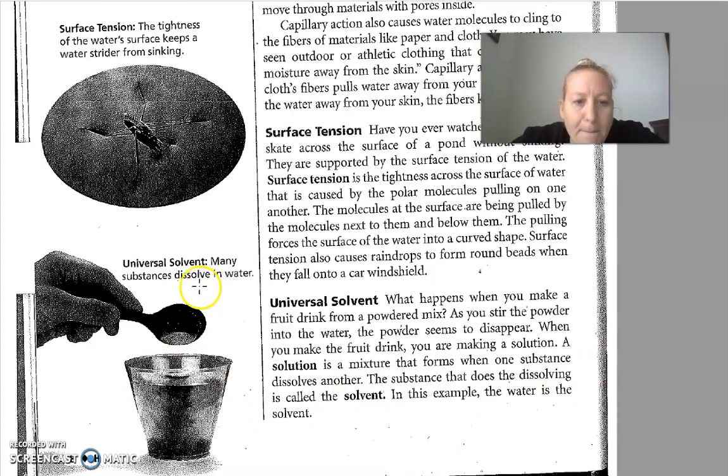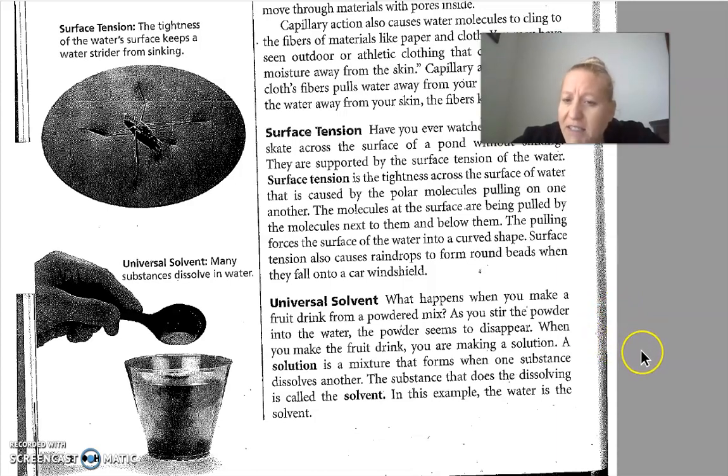Universal solvents. Many substances dissolve in water. Have you ever noticed that sugar or salt will dissolve in water? Well, that's why it's a universal solvent. What happens when you make a fruit drink from a powdered mix and stir the powder into the water? The powder seems to disappear. When you make the fruit drink, you are making a solution. A solution is a mixture that forms when one substance dissolves another.